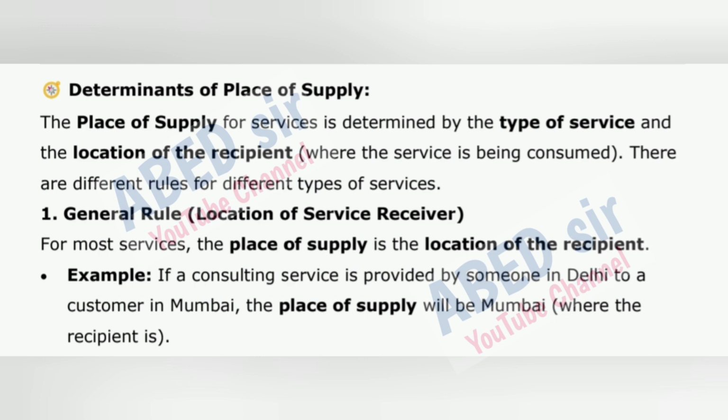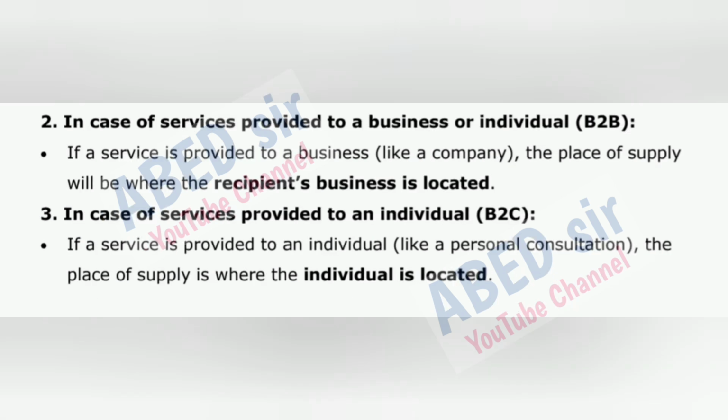Example, if a consulting service is provided by someone in Delhi to a customer in Mumbai, the place of supply will be Mumbai, where the recipient is. 2. In case of services provided to a business or individual, B2B. If a service is provided to a business, like a company, the place of supply will be where the recipient's business is located.